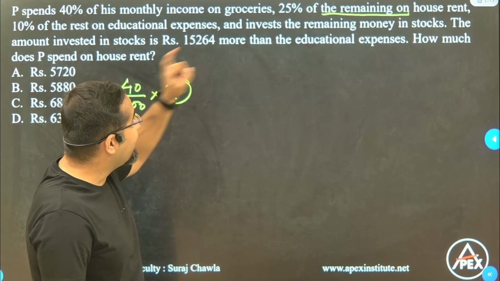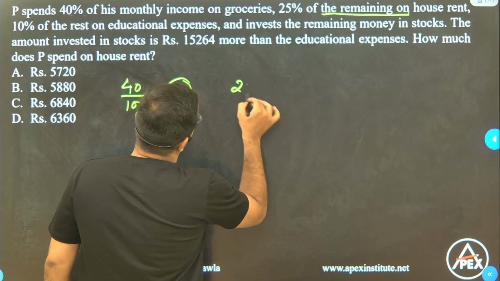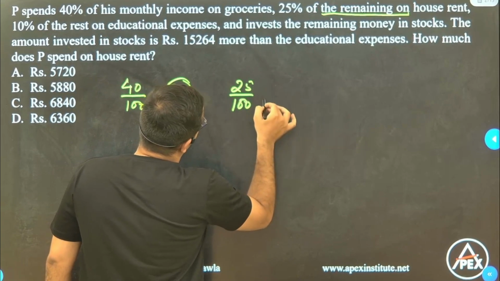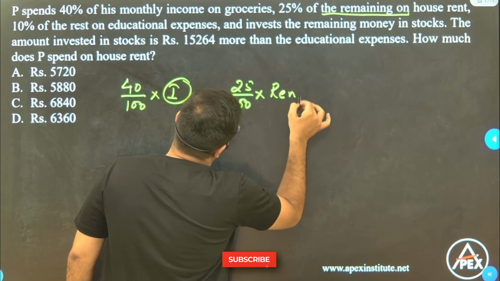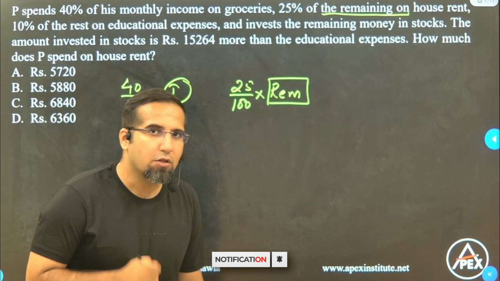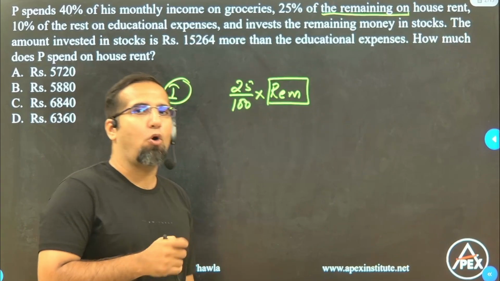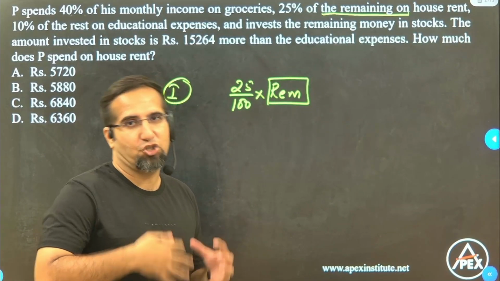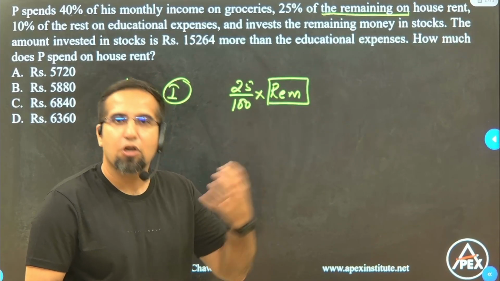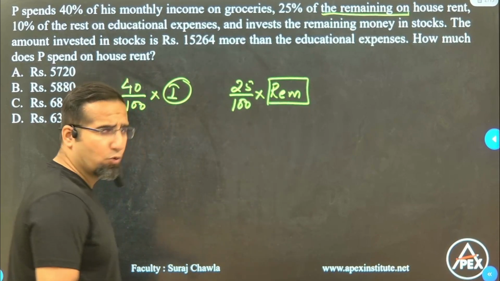Now, if I talk about the amount spent on house rent, the amount spent on house rent is 25% of remaining. So you need to understand here the base value is not income anymore. The base value is the remaining value. And this is why this model comes under the model of base changes, right? So whenever base changes, we need to also keep on calculating accordingly, right? So we'll look at how to solve it.